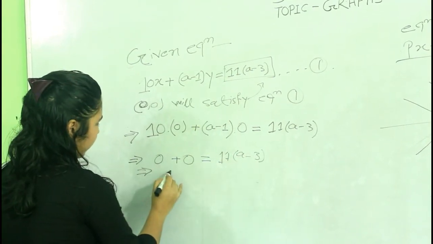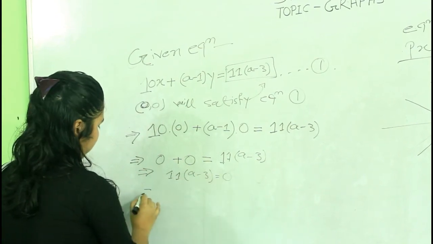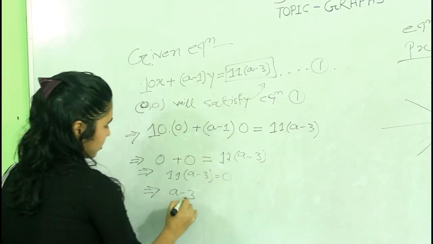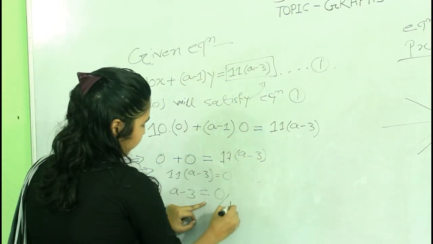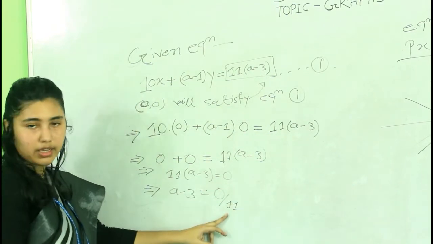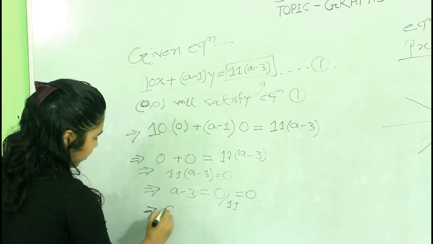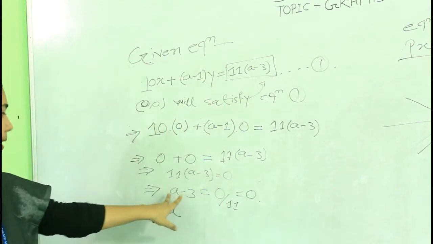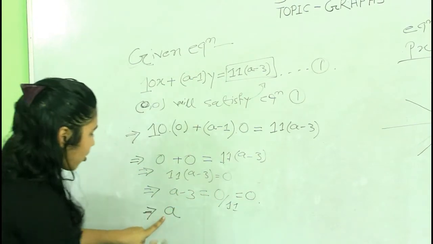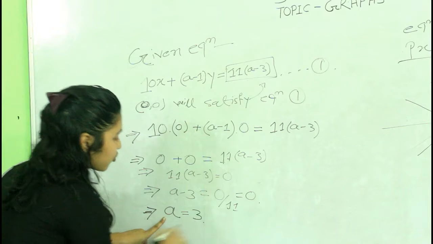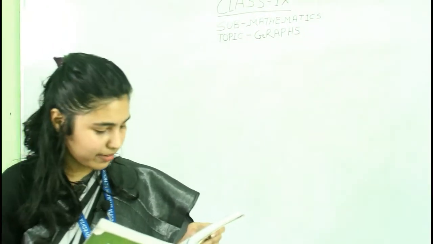So this implies 11a minus 3 is equal to 0. This implies a minus 3 is also 0, because we know that if we divide 0 by anything, it will give us 0 only. That means a minus 3 is equal to 0, which implies the value of a is 3. Now come to your next question, question number 11.